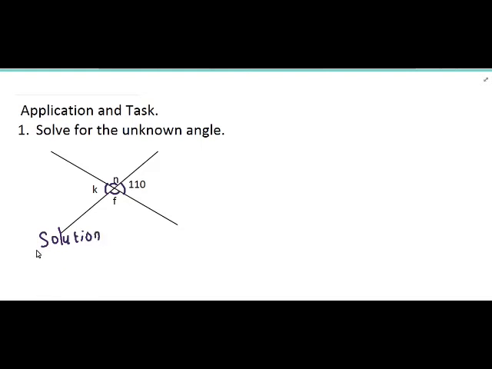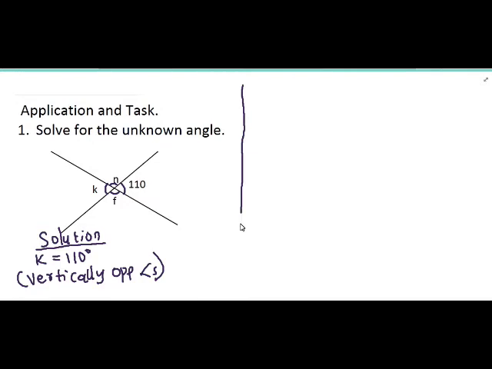Solution. From here we can see that angle K is equal to 110 degrees. How do we know that? The reason is that they are vertically opposite angles. Hope you know this.